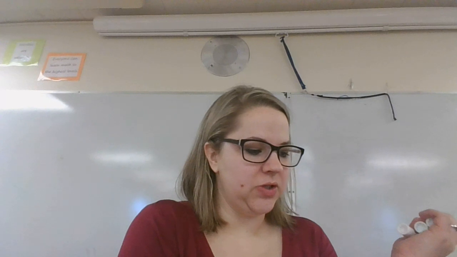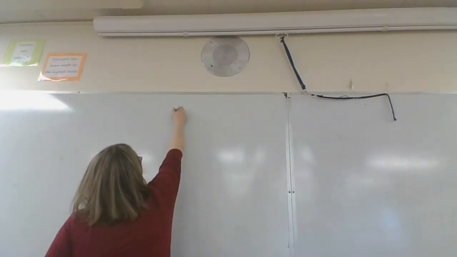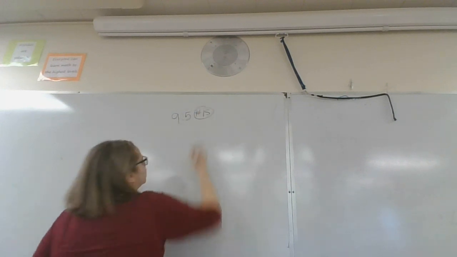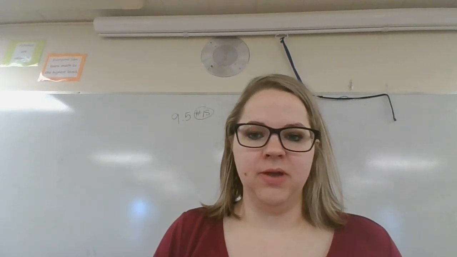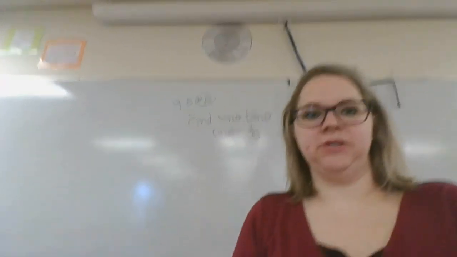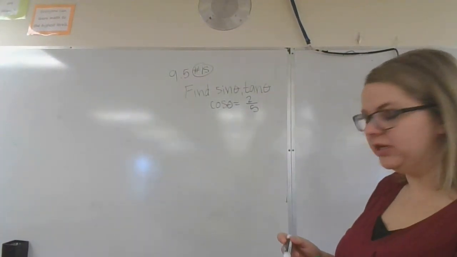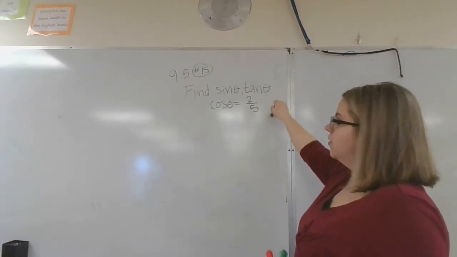So we had a couple questions on 9.5, 15, and 18. This is 9.5, number 15. Let me pull that up real fast. Okay, so here is number 15. Number 15 says find sine of theta and tangent of theta when cosine of theta equals 2 over 5.